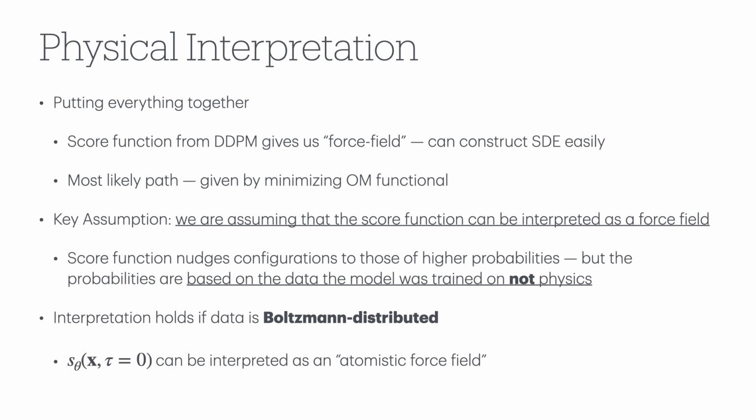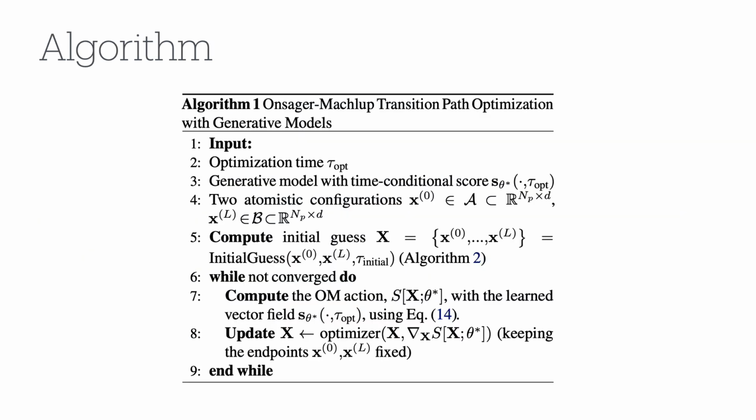So let me just put everything together and show you the algorithm they came up with. This is basically the general algorithm. Find this optimal hyperparameter tau. Then we initialize the path as some guess in some latent space. So we compute some initial guess, right? And this path is basically some kind of interpolation. They show many different ways to do this initialization. It doesn't really matter, right?